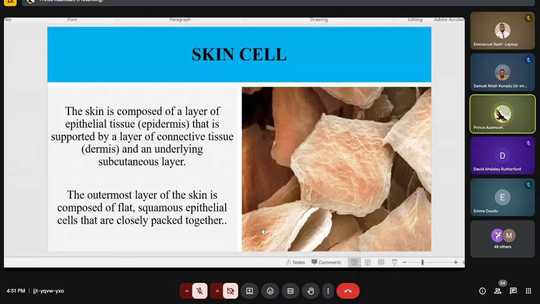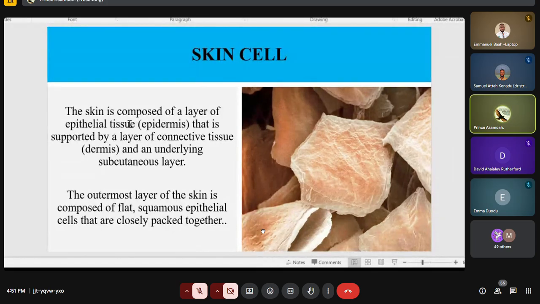We go to skin cell. For skin, we are saying that the skin is composed of layers of epithelial tissue: the epidermis, dermis, and we have the hypodermis too. The outermost layer of the skin is composed of flat squamous epithelial cells that are closely packed together.